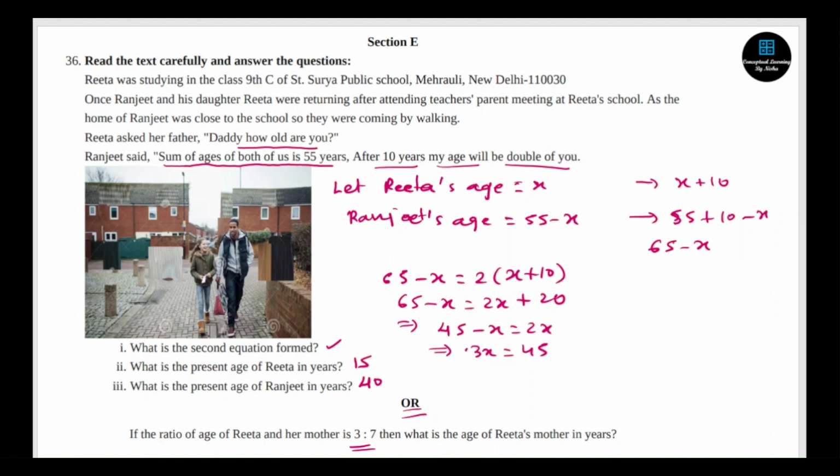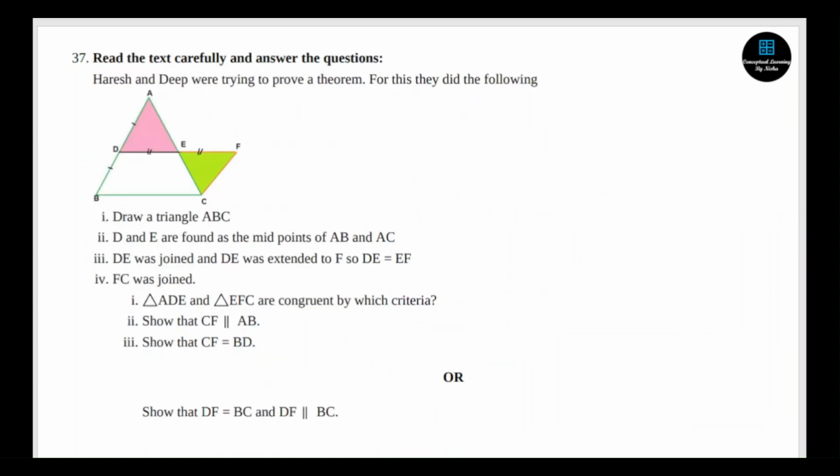So what I can say, I can find her mother's age. So 15 divided by 3 multiplied by 7, so I'll get 35 years. So just do it on your own. Okay, write the steps of solving this. Alright. Okay, perfect.